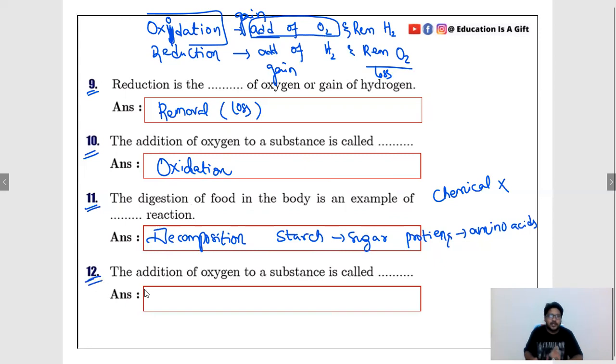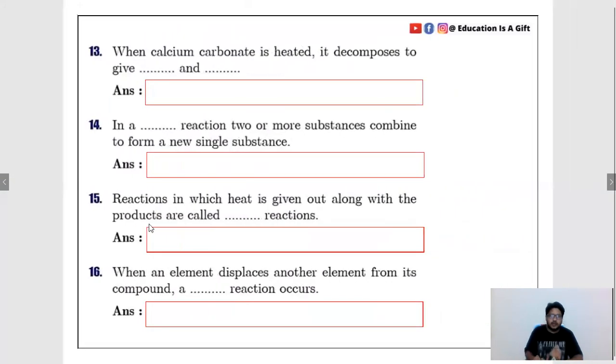Number 12, addition of oxygen to a substance, same, 10th got repeated, it is oxidation. Then last 4, 13th, when calcium carbonate is heated, it decomposes and give, we know answer, it is CaO, calcium oxide, and CO2 gas.